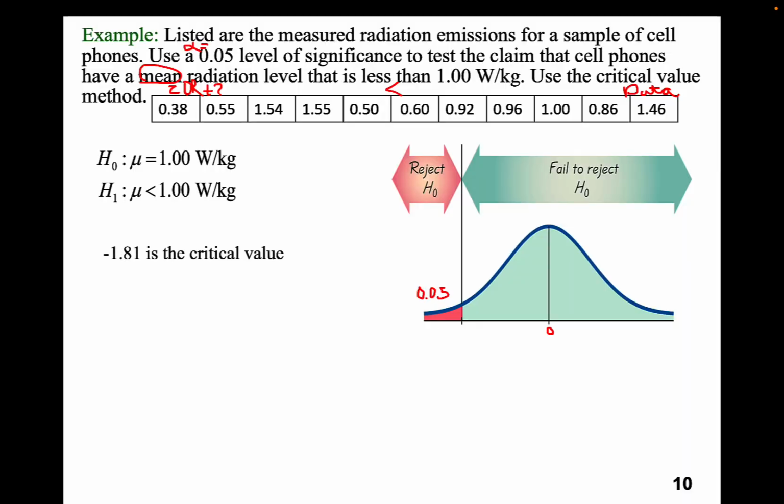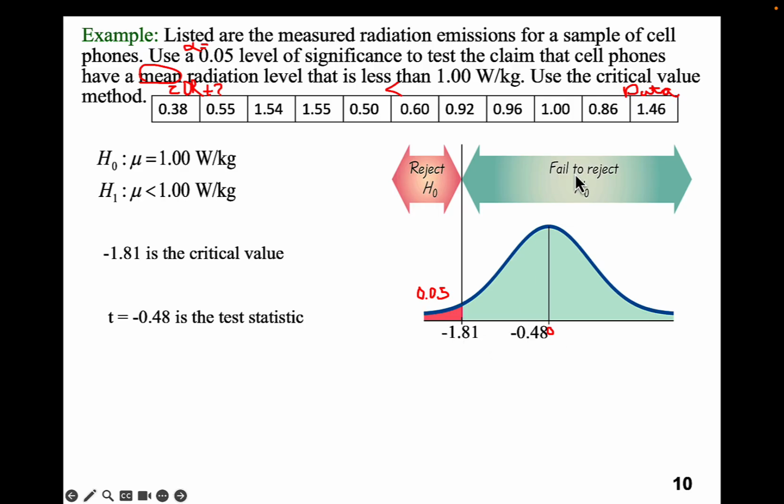Our critical value was negative 1.81. That goes right here, separating the rejection region. The test stat was negative 0.48. That would be in the fail to reject region. Remember, positives are here, 0, negative. It's closer to 0 than negative 1.81. So it'd be right about here.